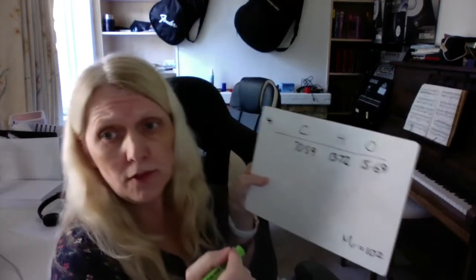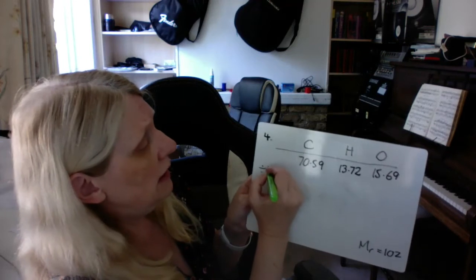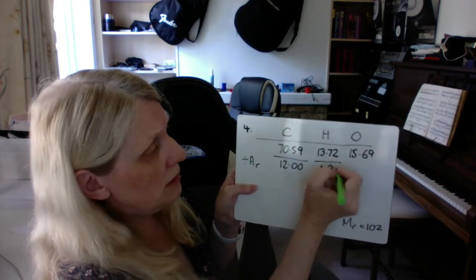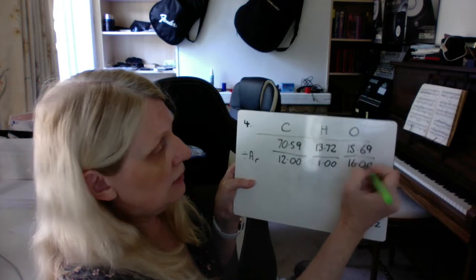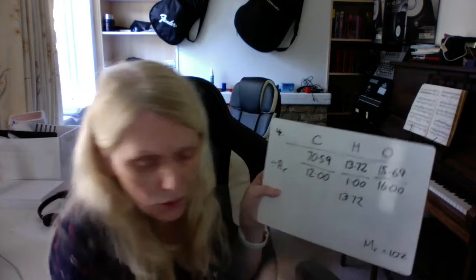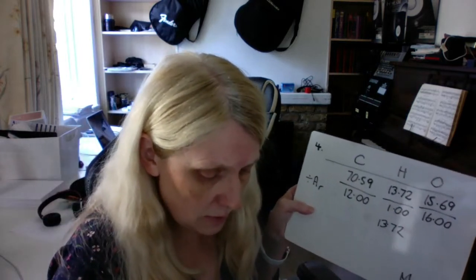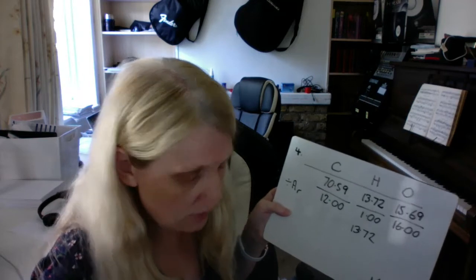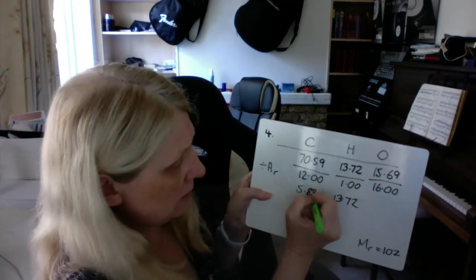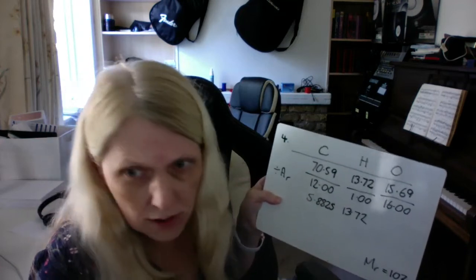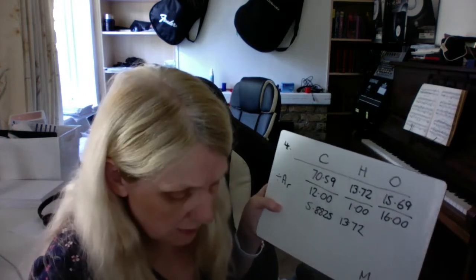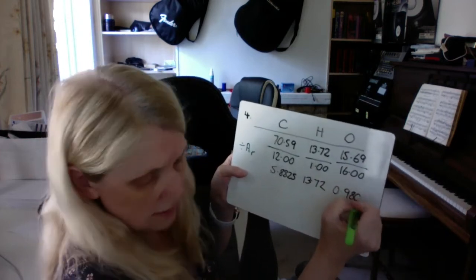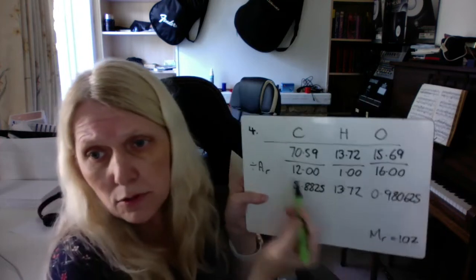Remember empirical formulas? First thing you do is you divide by the Ar of each one of the things. Carbon is 12, so I'm dividing that by 12. Hydrogen is 1, so I'm going to divide that by 1. And oxygen is 16, so I'm going to divide that by 16. I can do this one off by heart. I'll have a tiny pause while I get my calculator out. 70.59 divided by 12 equals 5.8825. Remember my rules, don't ever round up until the last point. 15.69 divided by 16 equals 0.980625.